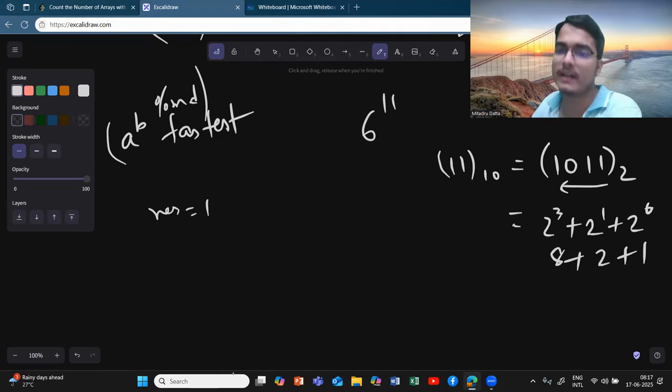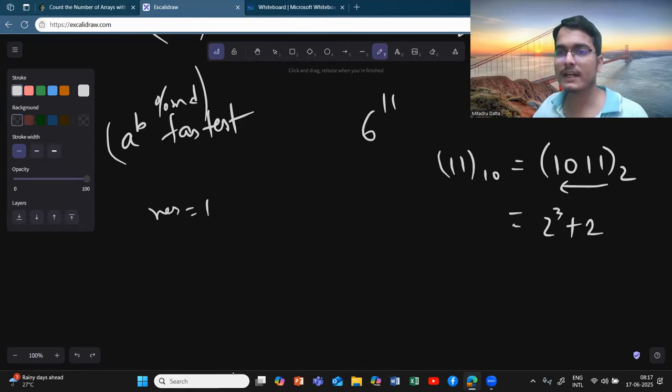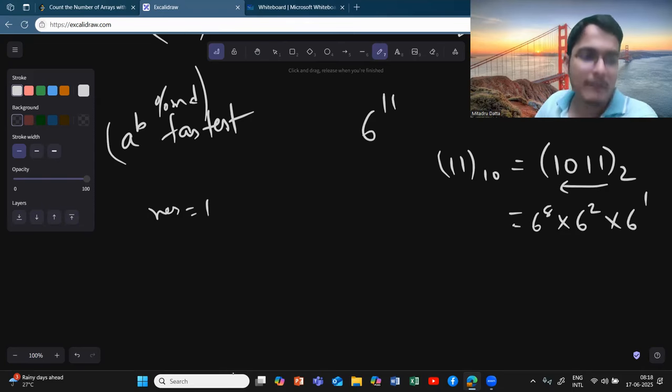So I can also write 6 power 11 as 6 power 8 into 6 power 2 into 6 power 1. I can write it in this way. Okay, so I am removing all of this and just writing that this can be written as 6 power 8 into 6 power 2 into 6 power 1. Now you have a multiplier with you. If you want to do A power B, you have a multiplier which was initially A only.